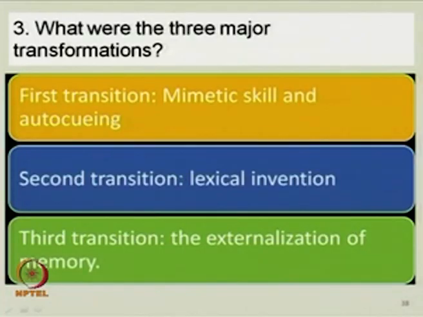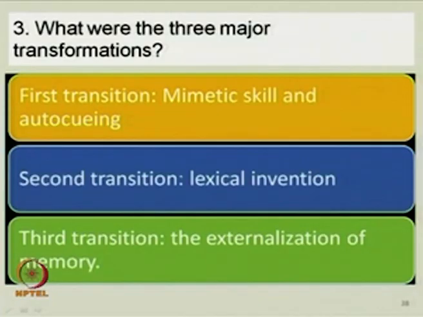Then what were the three major transformations in the story of the origin of the modern mind? This is immensely important. Three major transformations. We have to be very careful so that we don't mix these. The first transition had mimetic skill, where the whole body was used for representation, and it also had auto-cueing, which we know was a self-triggered rehearsal loop. You do not need any environmental cues, unlike apes. The memory is not episodic. We developed a system called auto-cueing where we could recall memories at will.